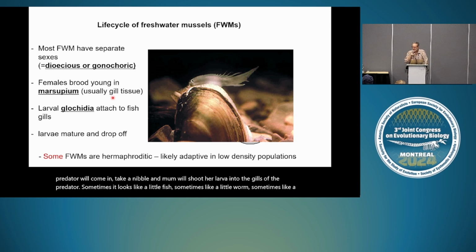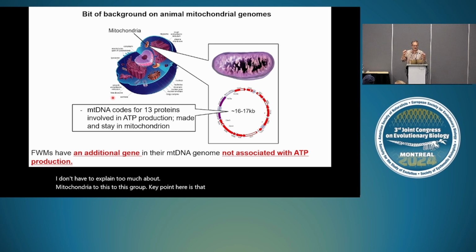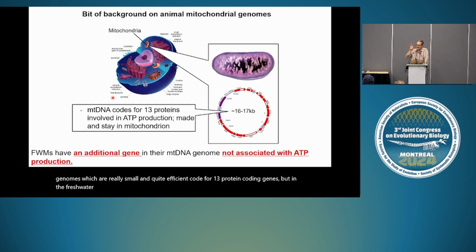It's not pervasive in the freshwater mussels, but it's pretty widespread in some groups anyway. I don't have to explain too much about mitochondria to this group. Key point here is that typically animal mitochondrial genomes, which are really small and quite efficient, code for 13 protein coding genes. But in the freshwater mussels, there are unique genes.